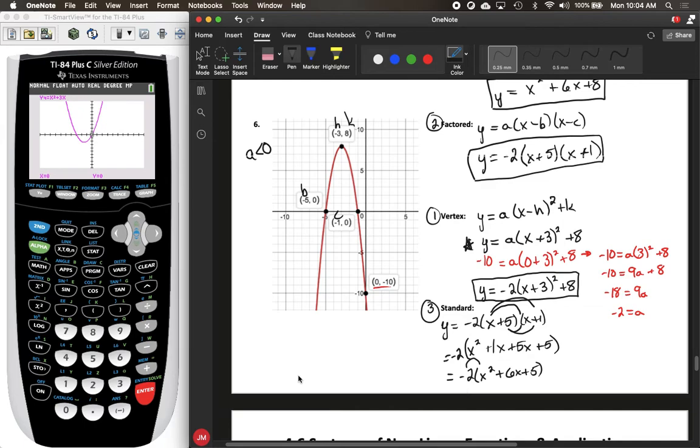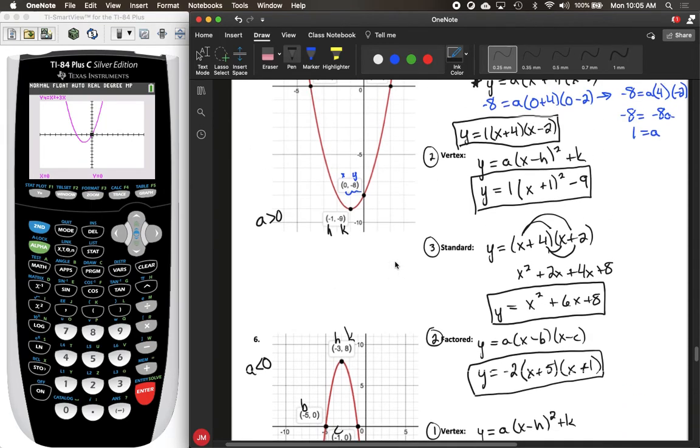So negative 2 multiplied with x is negative 2x squared. Negative 2 multiplied with 6 is negative 12x. And then negative 2 multiplied with 5 is negative 10. So our standard form is y is equal to negative 2x squared minus 12x minus 10. Something you can do if you'd like to check your work, remember that in standard form, this last number, the c value should be your y-intercept, and so it should match what we have right here. And in fact, negative 10 does match negative 10, so we should be good to go.